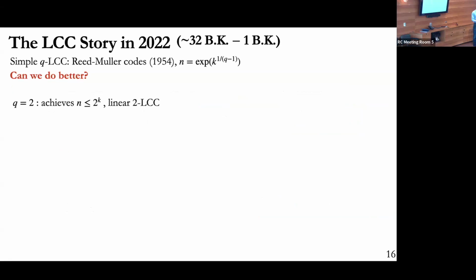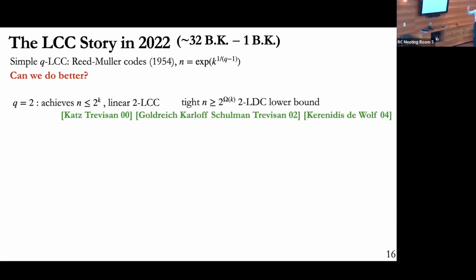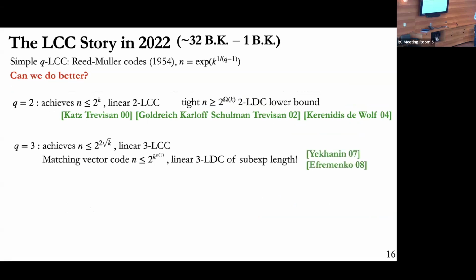The Hadamard code is again locally correctable. We again have the same lower bound, because remember, locally correctable implies locally decodable. So if you prove a lower bound for a locally decodable code, you get the lower bound for locally correctable codes as well. Okay, so Q equals 2 is again the same. We can go to Q equals 3. We have the same construction. We again have matching vector codes.